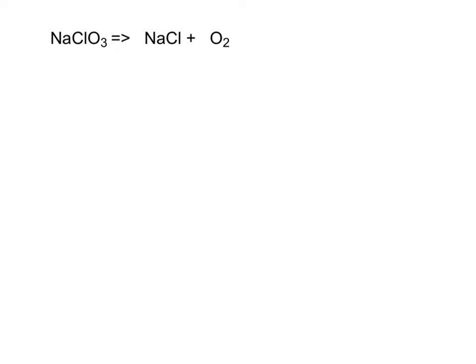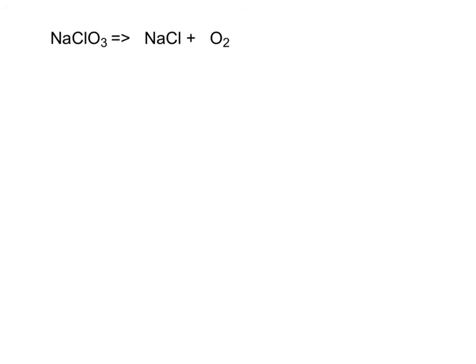In this next one, you can pause it if you want to and then rejoin me later. We have NaClO3 yields NaCl plus O2. So I have 1 Na on the left and 1 Na on the right, 1 Cl on the left, 1 Cl on the right. Remember, I did the things that were not hydrogen or oxygen first. Now I'm saving my oxygen for last. I have 3 oxygen on the left, but 2 on the right.